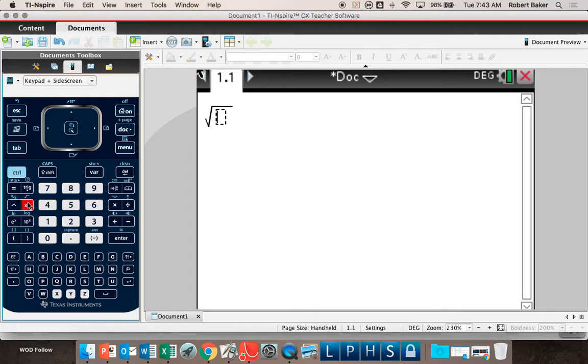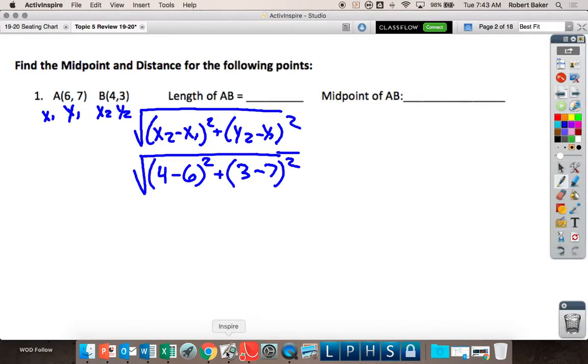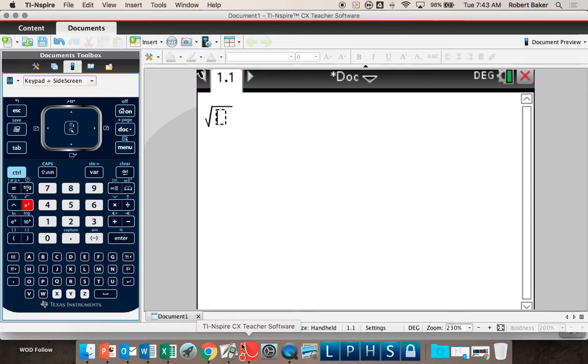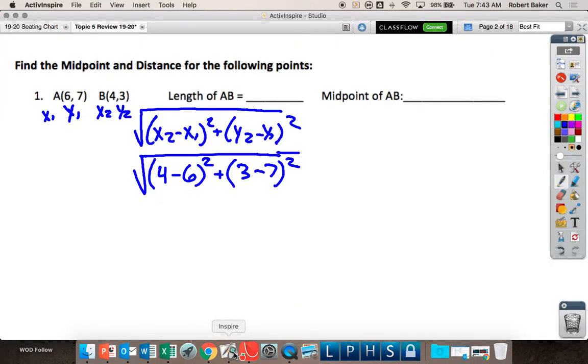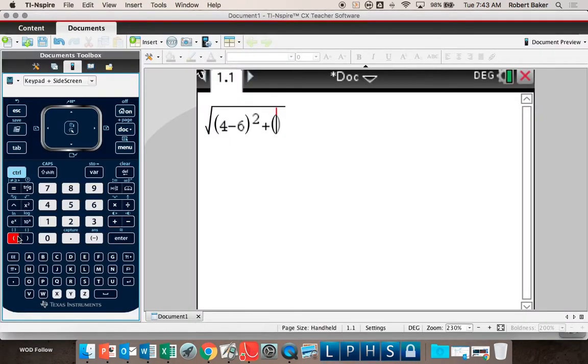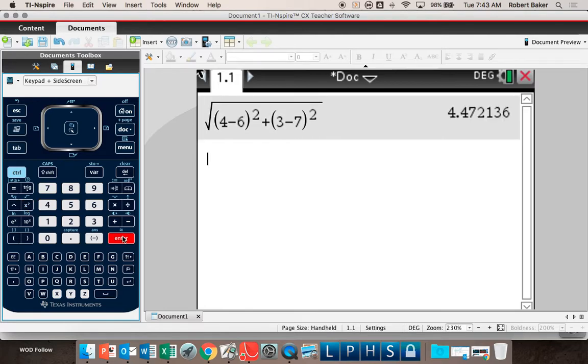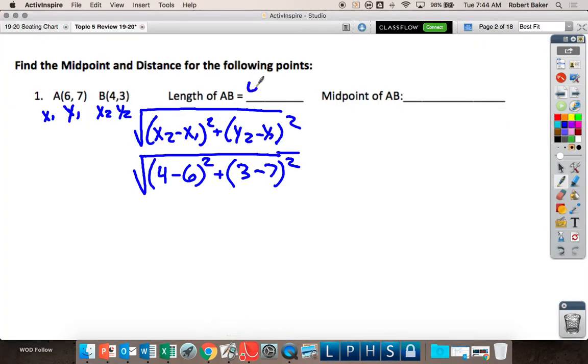We got the square root of parentheses 4 minus 6 squared plus 3 minus 7 squared. So the distance from A to B is 4.5 units. Because we're rounding to the nearest tenth, 4.5.